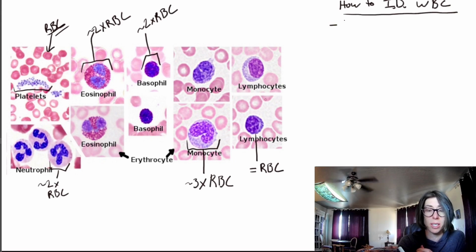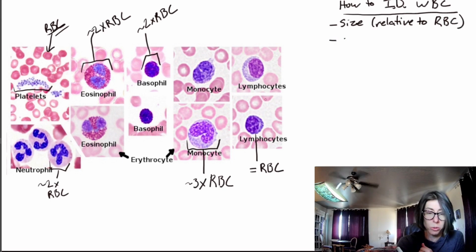Okay, so first thing is size, particularly relative to the red blood cells. The next thing you want to look at is the color, which we already talked about. So you want to look at, are there granules or not?